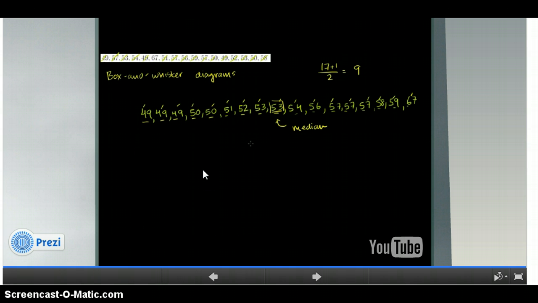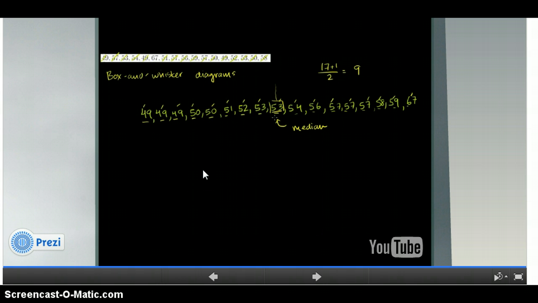Now, the next thing we want to do when we want to generate a box and whisker diagram is figure out the median of the two halves of the data. Notice, if you pick 53 as a dividing line, half the data is above it, half the data is below it. If these are people's ages and they say they're 53, they're at the 50th percentile. 50% of the people are above their age, 50% of the people are below it. This is the middle number.